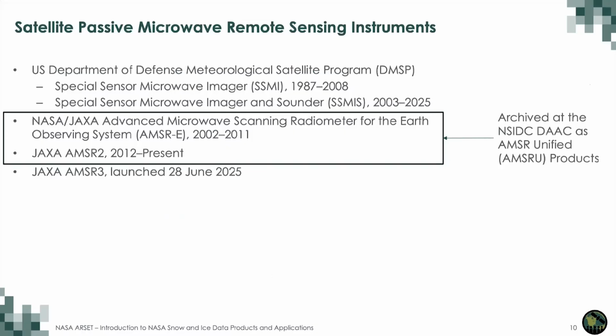As far as snow products specifically, our main snow products are from the AMSR-E and AMSR-2 sensors, which have been put together as a unified AMSR product suite, or AMSR-U, and that is what's archived at the NSIDC DAAC.